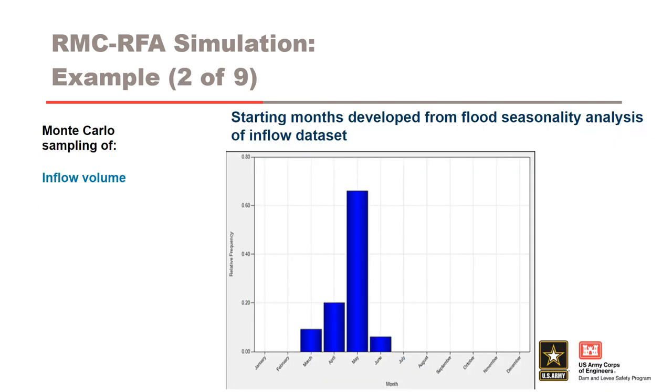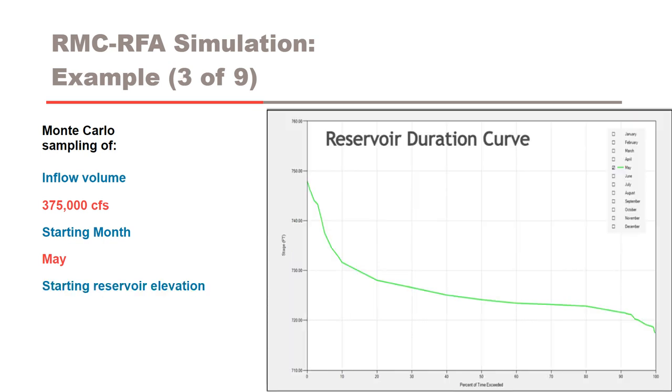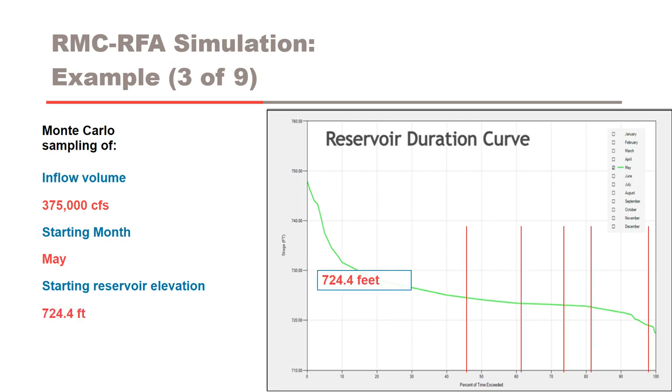Next, the starting month is randomly selected. Starting month sampling is based on the relative frequency of storms determined from the observed period of record inflow data. In this example, the starting month of May was selected. Next, a starting stage is randomly selected for the reservoir from the stage duration curve corresponding to the starting month selected. Stage duration curves are developed for each month from the period of record stage data. In this example, a starting stage of 724.4 feet is selected from the May stage duration curve.